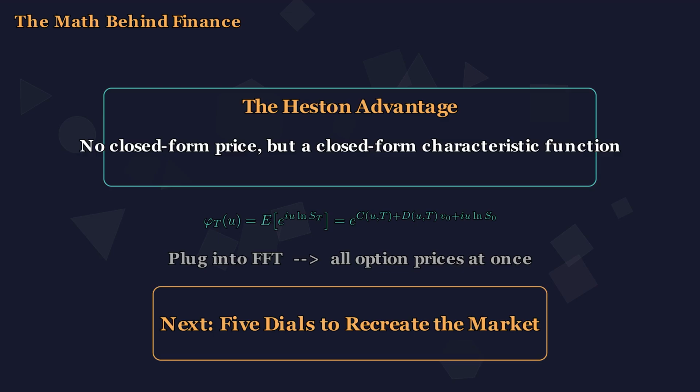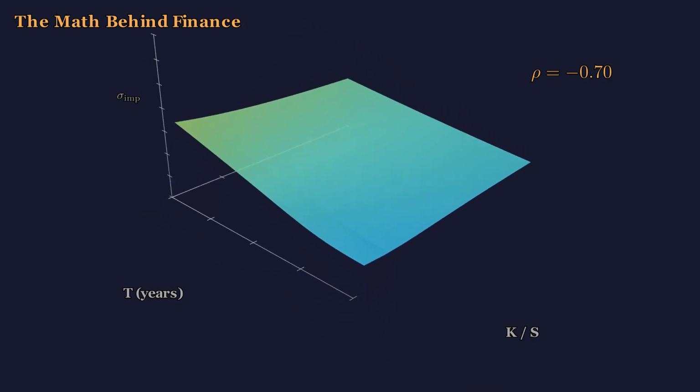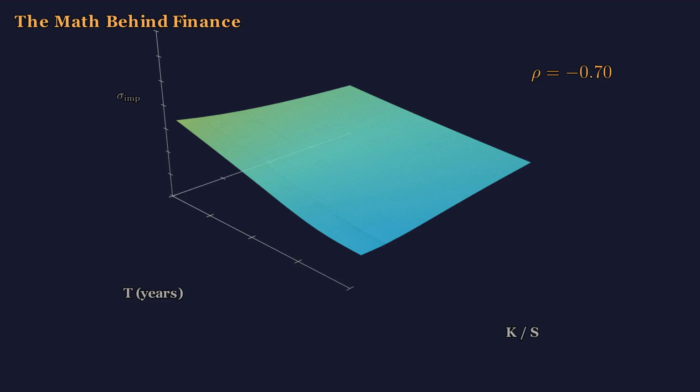5 dials, 1 surface, every option price. This is the implied volatility surface. Every point on this landscape represents the implied volatility for a specific strike and maturity, computed from the Heston model with our benchmark parameters. The x-axis shows moneyness, the ratio of strike to spot price. The y-axis shows time to expiry, and the height shows the implied volatility that the model produces. Let us rotate the view. Notice the shape. It is not flat. The surface curves, dips, and rises. This curvature is exactly the volatility smile that Black-Scholes could not produce.